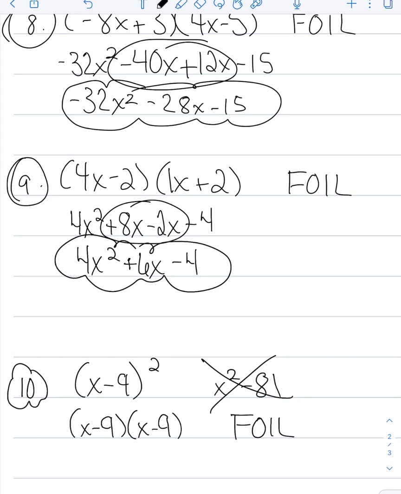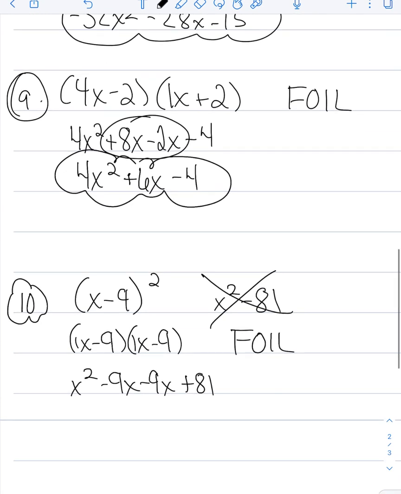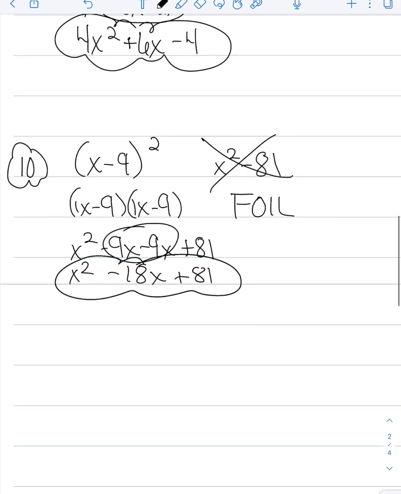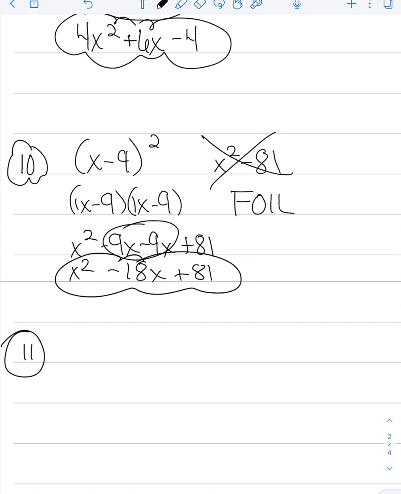So first, x times x is x squared. Outside, x times negative 9 is negative 9x. Inside, negative 9 times 1x is negative 9x. And last, negative 9 times negative 9 is positive 81. The middle two terms simplify. x squared minus 18x plus 81. So let's try a couple more that look like this.